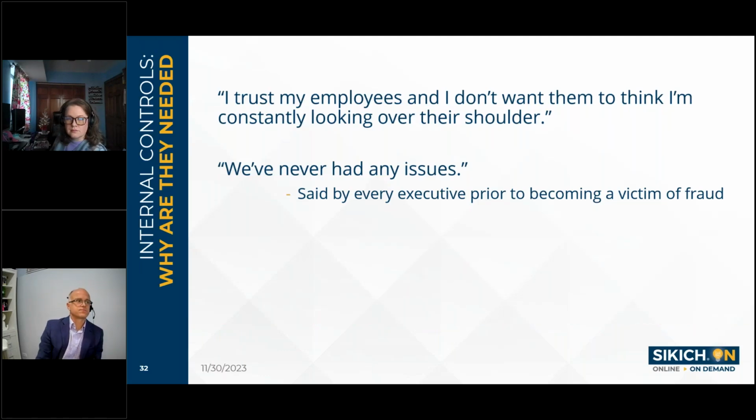There we go. So thank you, Carrie, for the explanation of the three lines of defense and specifically with internal controls. Why are internal controls needed? Really to make sure things happen as intended. As Carrie said, she's in Chicago.